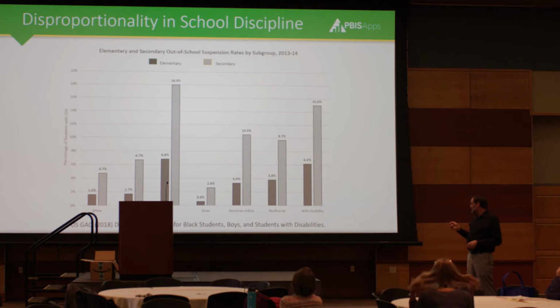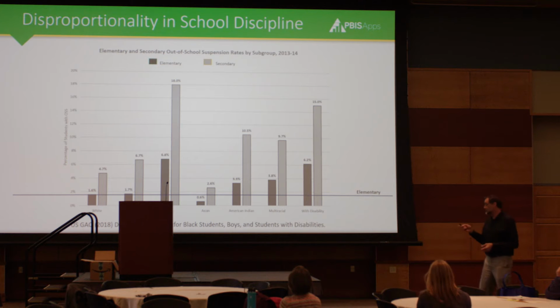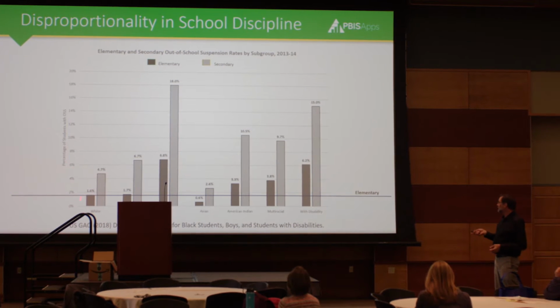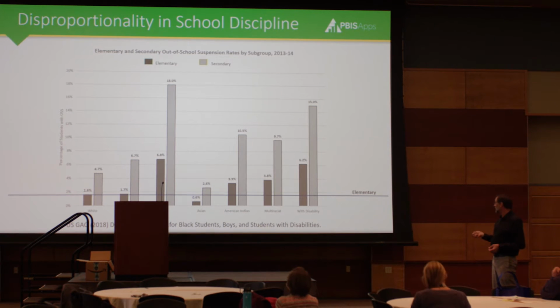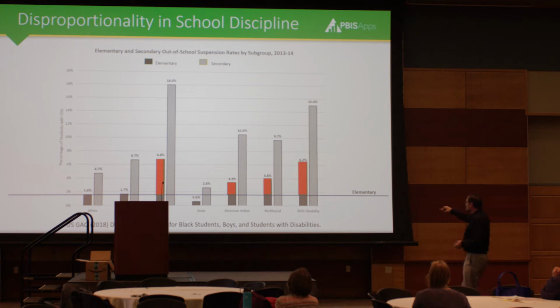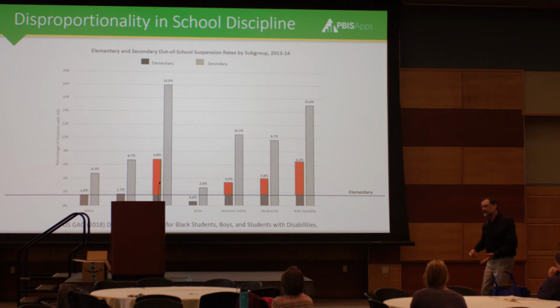We can see that if we make a line at the elementary level, the dark bars are the elementary level. These were students that were suspended one or more times out of school during the 13-14 school year. There's our white population, almost 2%, 1.6% of the students. But when we look at African-American students, Native students, multiracial students, and students with disability, they have a much different outcome, much higher than the other students at the elementary level. By the elementary level, we've already said, we're going to treat you different in society.